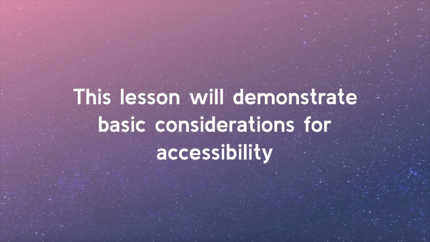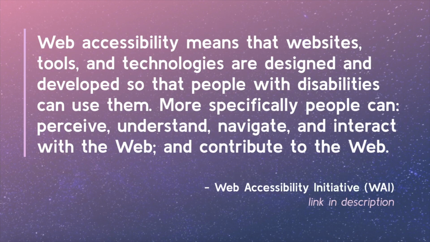In this lesson, we will not create new code. Instead, I will demonstrate what accessibility is and the basic considerations for ensuring you create accessible web experiences. First, let's start with a definition of accessibility from the Web Accessibility Initiative, or WAI. Web accessibility means that websites, tools, and technologies are designed and developed so that people with disabilities can use them. More specifically, people can perceive, understand, navigate, and interact with the web, and contribute to the web.